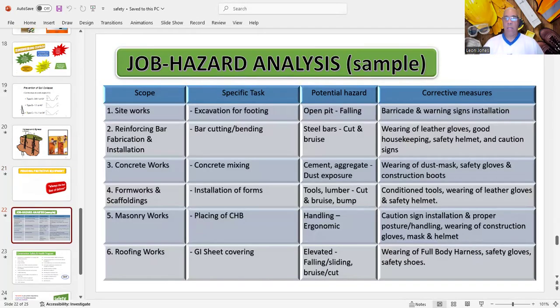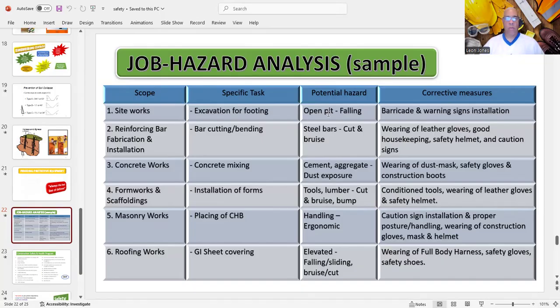Again, here's a job hazard analysis sample. You have your scope, you have your specific task, your potential hazard, and your corrective measures. So, site works, that's your scope. Your specific task, excavation for footing. Now, what's the potential hazard? Open pit, cave in. Also, there's a potential that you can fall into the trench as well. Corrective measures: barricade, use warning signs.